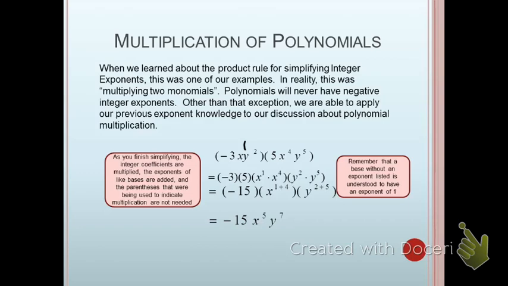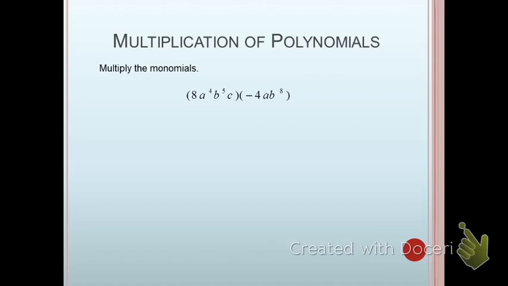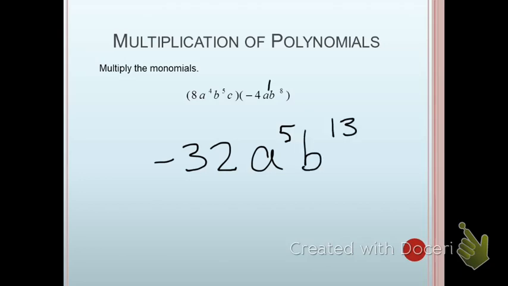So earlier we were actually multiplying a monomial times another monomial when we learned the product rule for exponents. Let's do another example. Once again, we're multiplying a monomial times a monomial. 8 times -4 is -32. A to the fourth times a to the first is a to the fifth. B to the fifth times b to the eighth is b to the 13th. And notice there's no c in the second monomial, so there's nothing to multiply that c by.